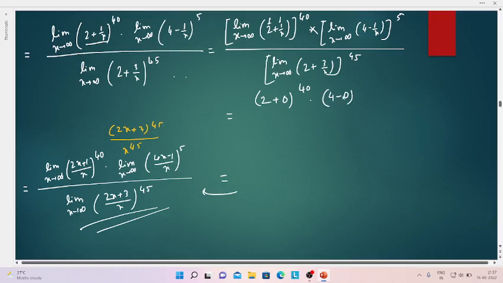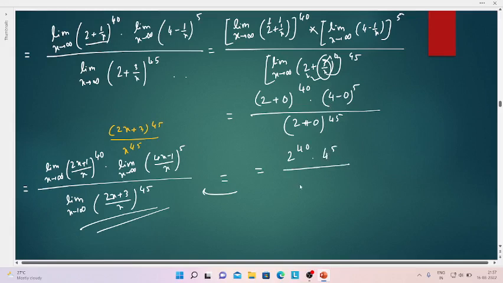4 minus 0, that part to the power 5, and the denominator will become 2 plus 3 times 0, right? Because 3 by x will tend to 0 and 2 will tend to 2, because the limit of any constant function will be that particular constant. So that will become 2 plus 0 to the power 45, right? So what will you have? 2 to the power 40, right? We'll have 2 to the power 40, and we will also have 4 to the power 5, and in the denominator we have 2 to the power 45.